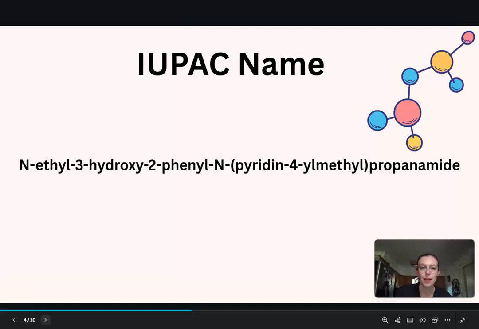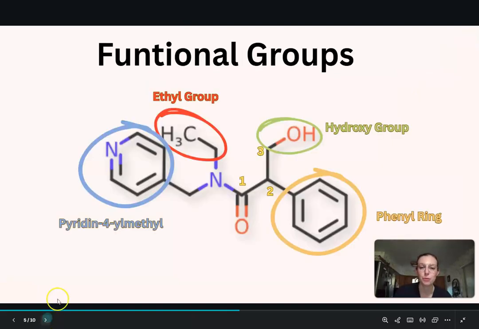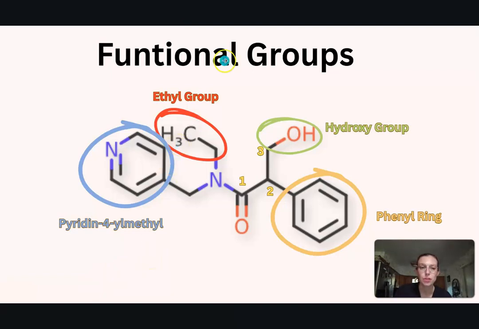The molecular formula for it is C17H20N2O2, and the IUPAC name is N-ethyl 3-hydroxy 2-phenyl N-pyridine-4-ol methyl propanamide. If we look at the structure here drawn out, we can label the functional groups. So we have 3 carbons here, which I noted in yellow, noted 1, 2, and 3, and on carbon 2, you have the phenyl ring. On carbon 3, we have a hydroxy group.